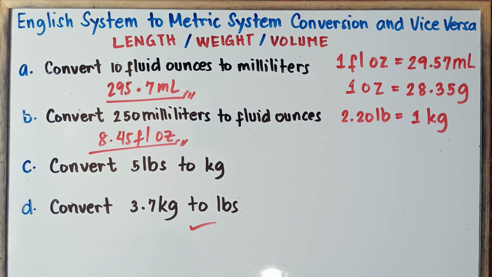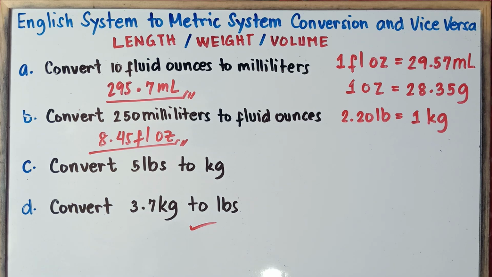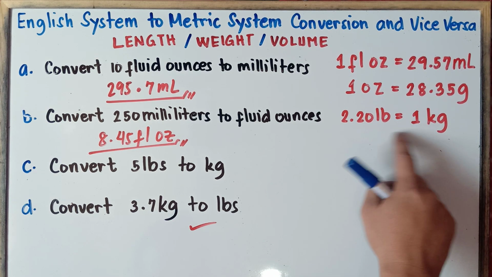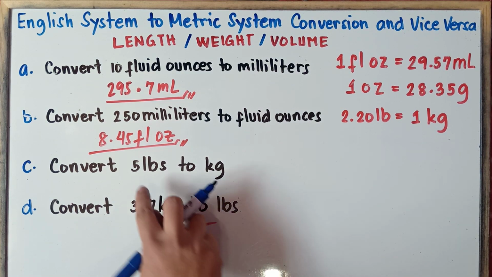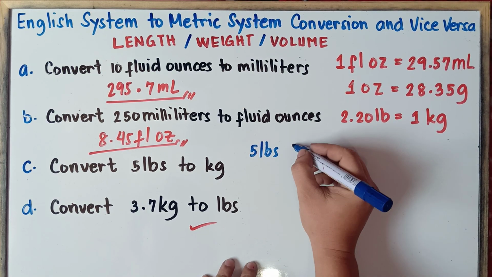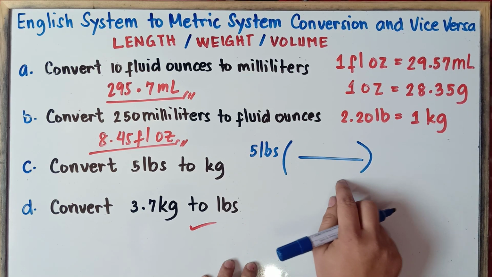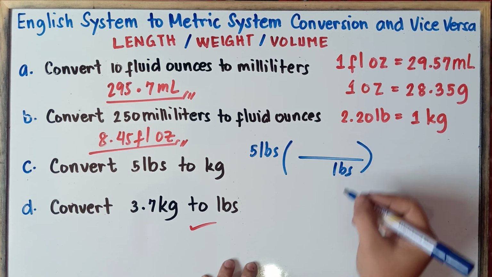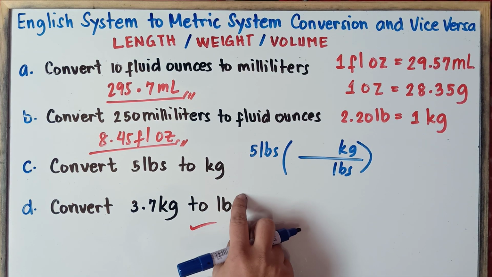So we will be answering letter C. Convert 5 pounds to kilograms. So do we have the conversion? Pounds to kilograms? Yep. 2.20 pounds is equal to 1 kilogram. So therefore, we will be using this conversion. Alright, so copy the given. 5 pounds. And then we put parentheses. If this is pounds, therefore the units in the denominator must be also pounds. And then this will be kilograms. We convert pounds to kilograms.